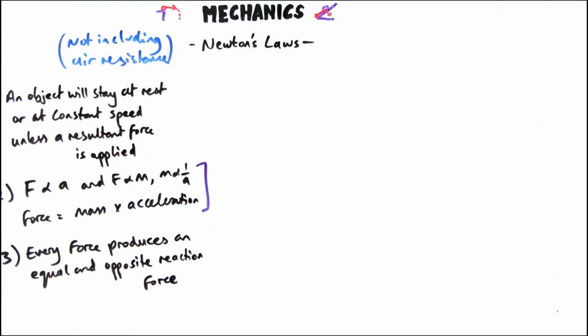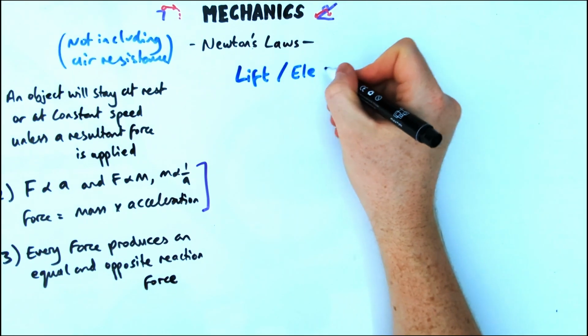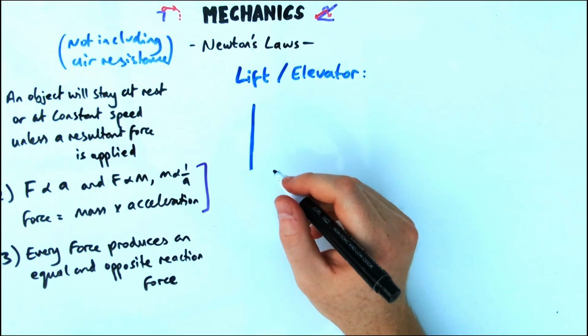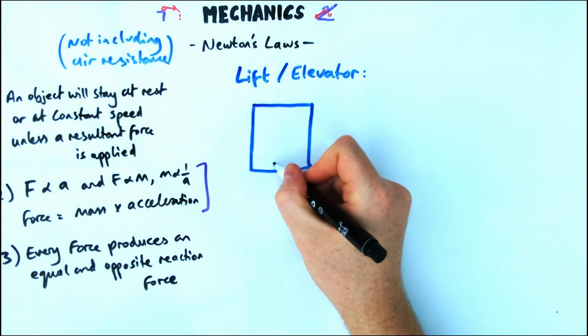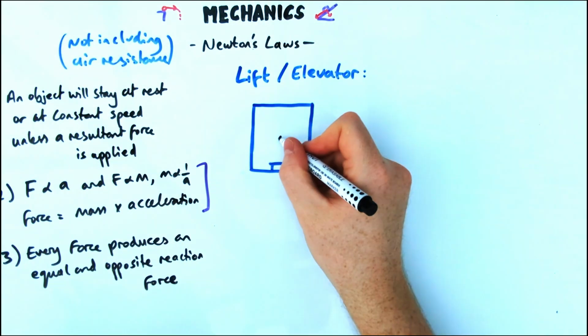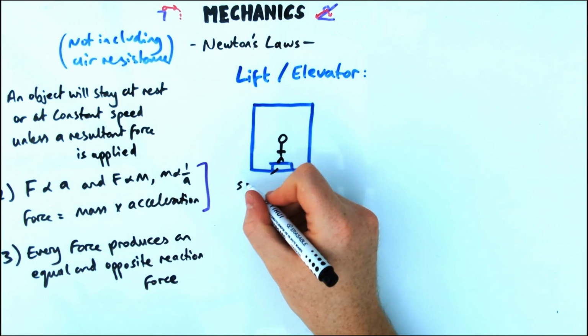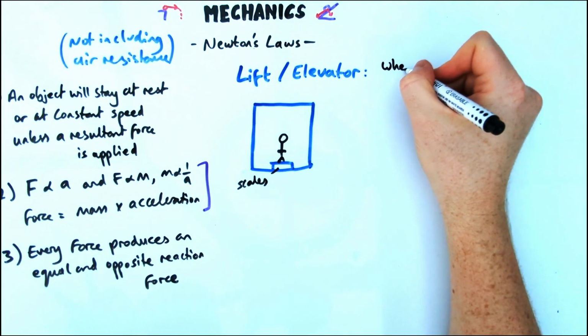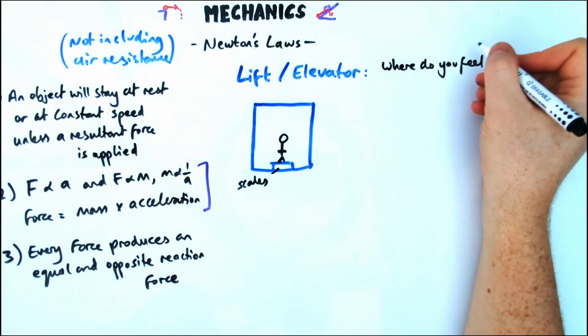Next, and my favourite example, is applying all this stuff to lifts or elevators. You could do this with tension in a rope on an elevator, but far more interestingly, I like to do it by looking at the reaction force. So imagine you're standing on a set of scales on a lift, and the question is, where do you feel heavier, or where would the scales actually read slightly heavier than other times?